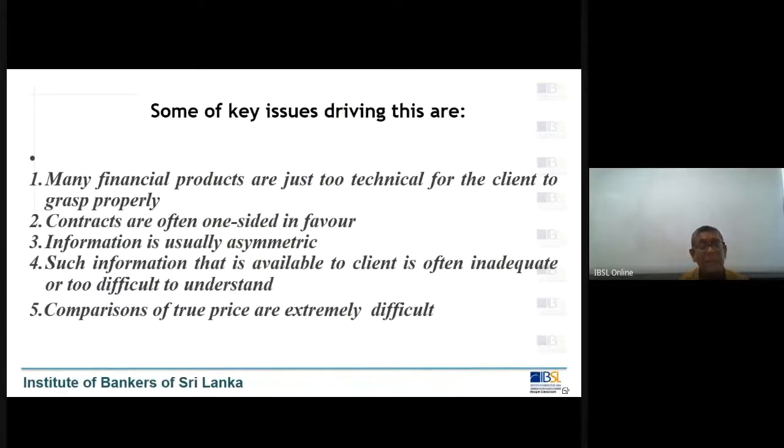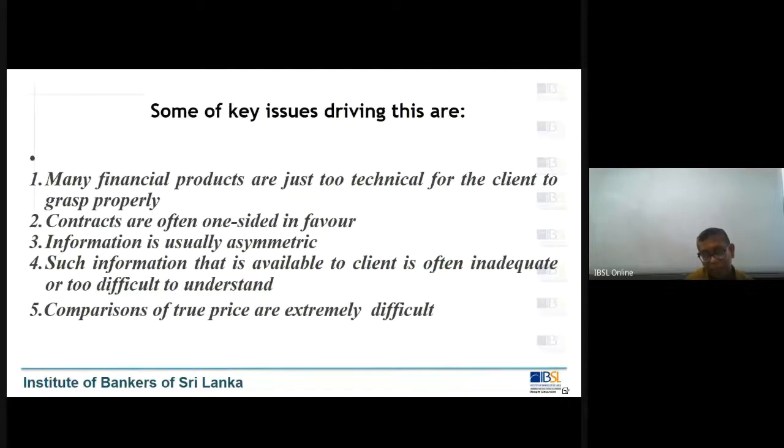Is anybody aware what is annual effective rate? Can anybody tell me what is AER? What is the meaning of annual effective rate? No idea? Right, okay. Can you hear me? Yes, sir. Right. Does anybody know what is AER?